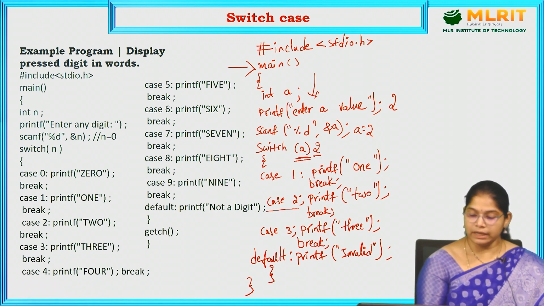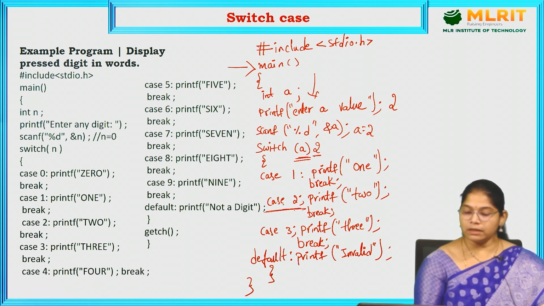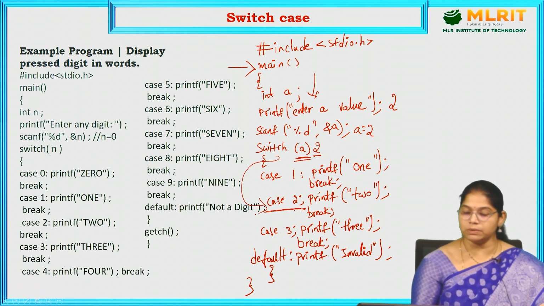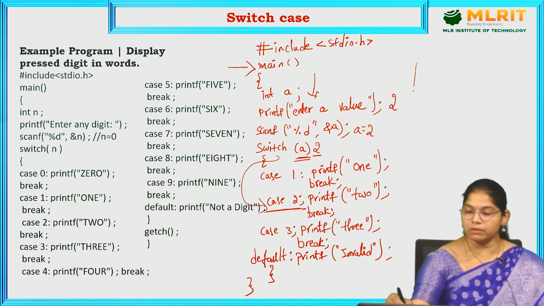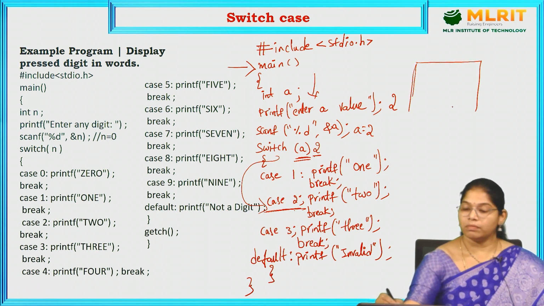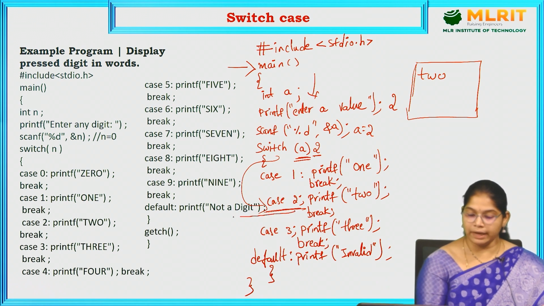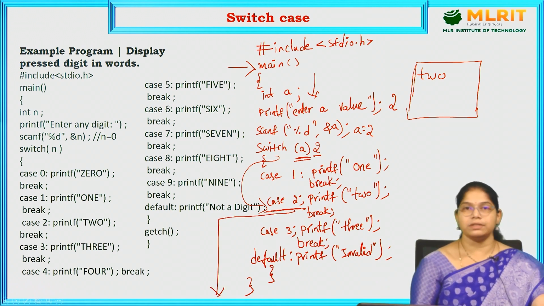Here we have a case 2. Then the control goes to case 2. Then we have a printf statement. On the console window, it prints 2, then breaks the flow of execution.